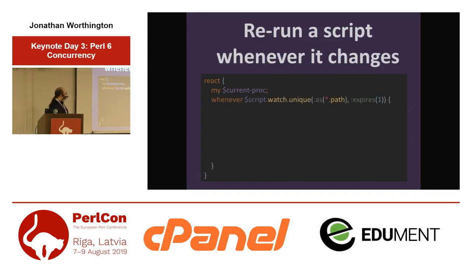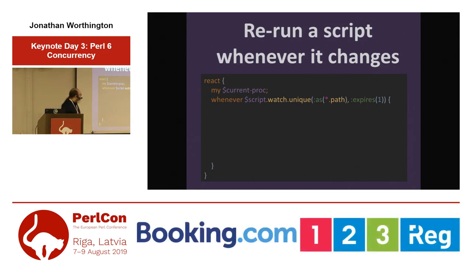And I'm going to say whenever. And I'm going to take the script, which is an IO::Path object in this case, and I'm going to say watch. And watch starts a file watcher. And it gives me a stream of events whenever the file changes. Now, if you've ever worked with file system events, you'll know it's horrible. Because you change the file once and it says, oh, have 3 events. And then you change it again and it says, oh, you can have just 2 this time. It's great fun. Anyway, we'll just use unique, so we only get 1 event per second for that file.